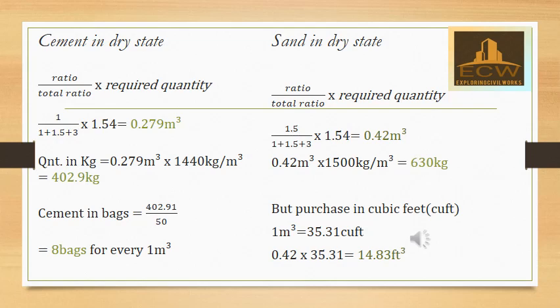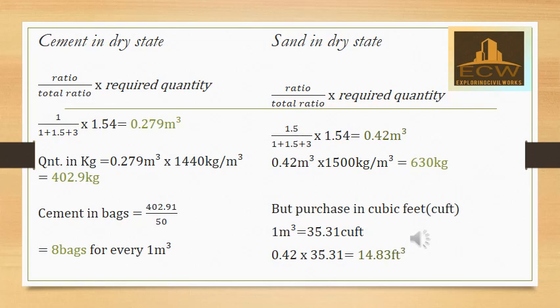However, we purchase our sand mostly in cubic feet, so you just have to do your conversion. A cubic meter equals 35.31 cubic feet. So when you multiply it, you are getting 14.83 cubic feet. That's the quantity of sand we have to purchase from the market in order to cast a concrete of 1 cubic meter.